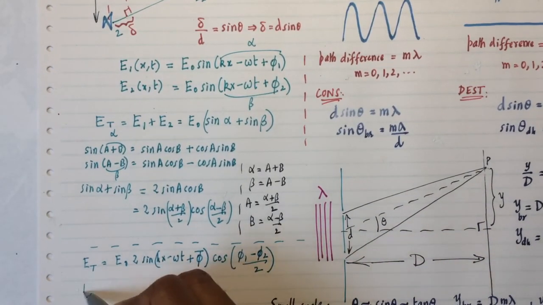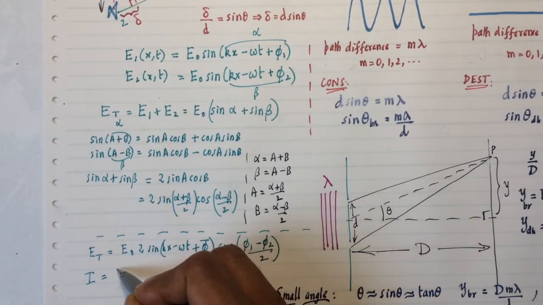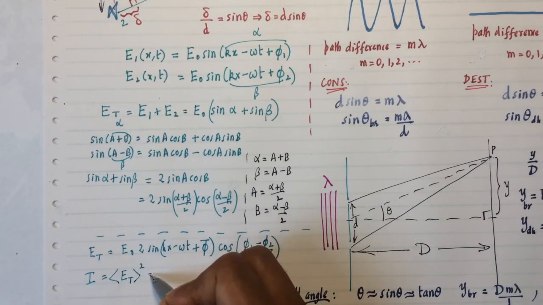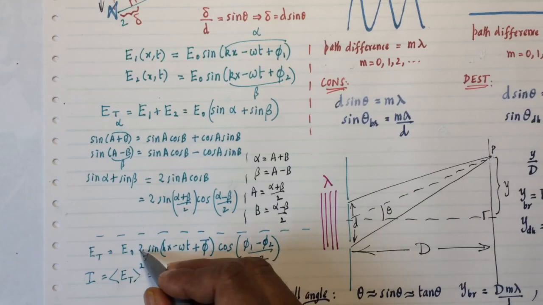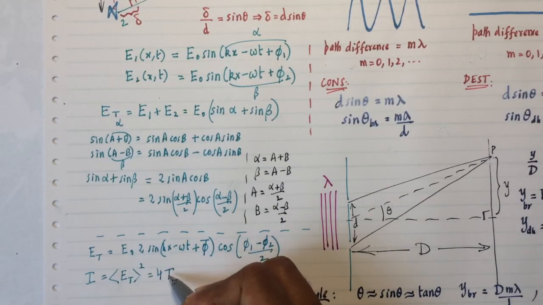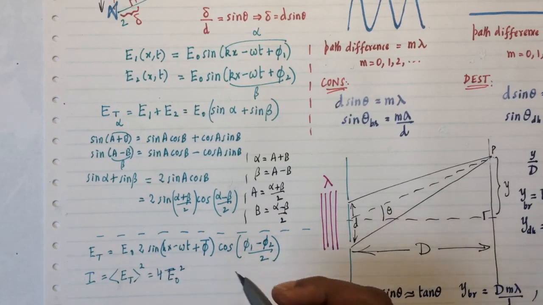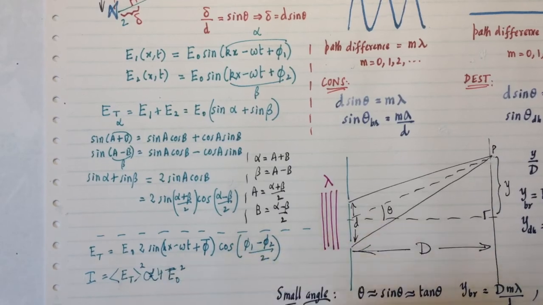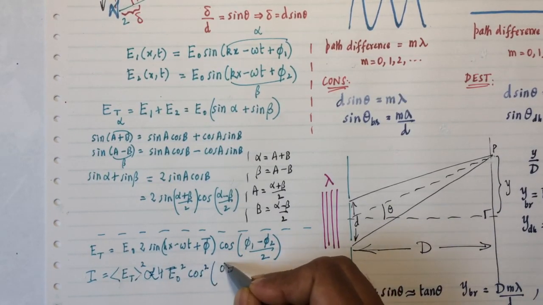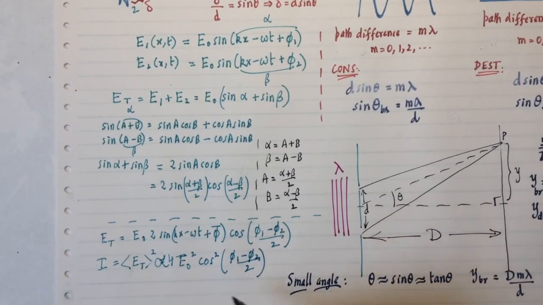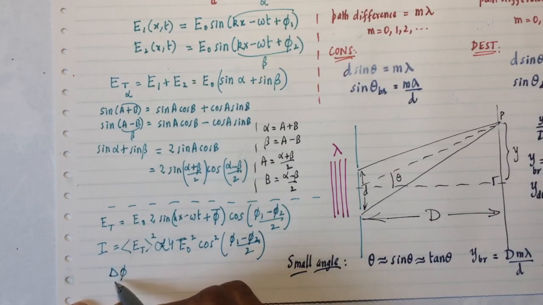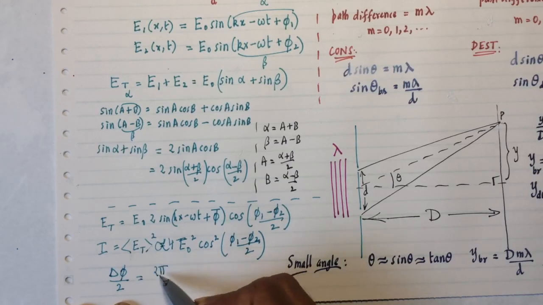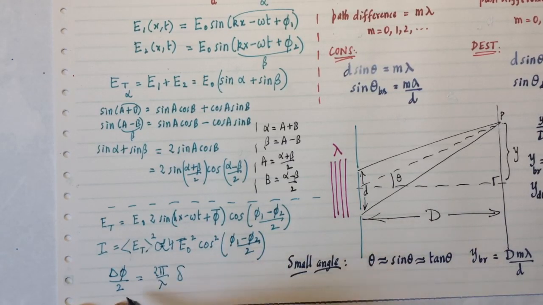The intensity is defined as the average of the electric field squared. When you take the average, this sine part just disappears, and you just get 2 times E naught, squared, that gives you 4 E naught squared, let's say. There are also some other constants, so I'll just put a proportionality sign. Cosine squared of (phi 1 minus phi 2) over 2. And then, lastly, I'm going to relate the phase difference to a path difference. The phase difference, delta phi over 2, is going to be 2 pi by lambda times the path difference, delta. So once I have that, this problem is completely solved.